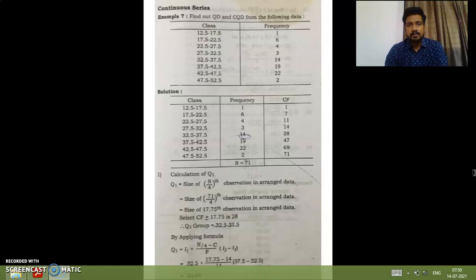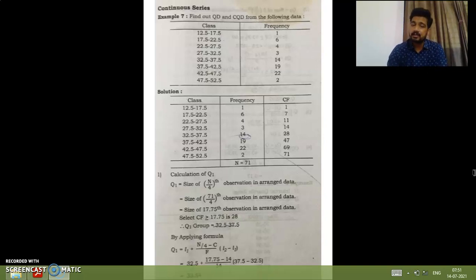In a continuous series, first we will go to the problem, and then we will see whether the data is arranged properly or not. If it is not arranged, then we have to arrange it in ascending order. Then, as we did in the median, we have to calculate the cumulative frequency. After that, we have to calculate Q1, but since it is a continuous series, you don't get the exact answer of Q1, so you have to apply a formula to get the exact answer.